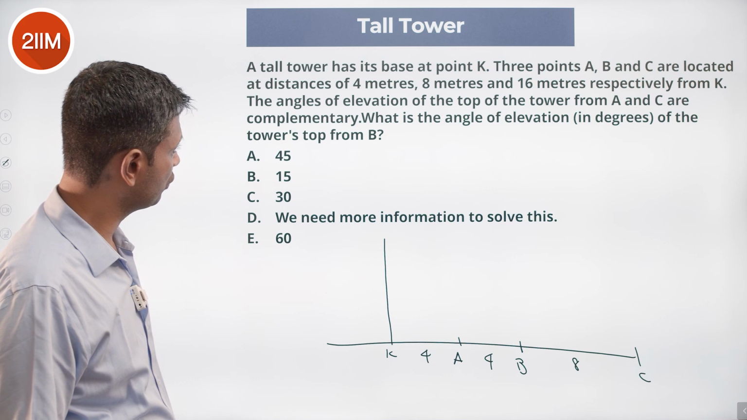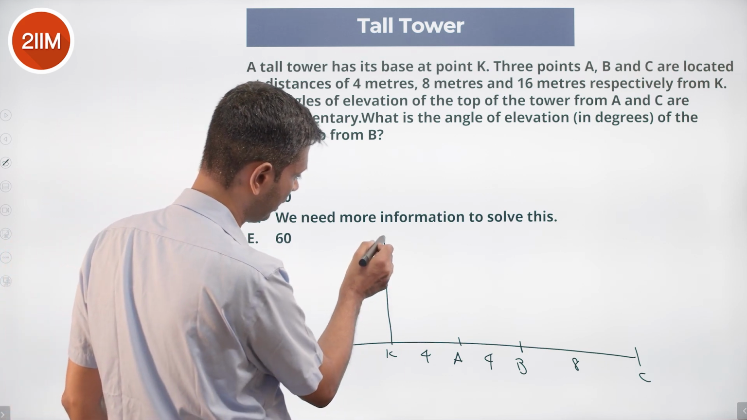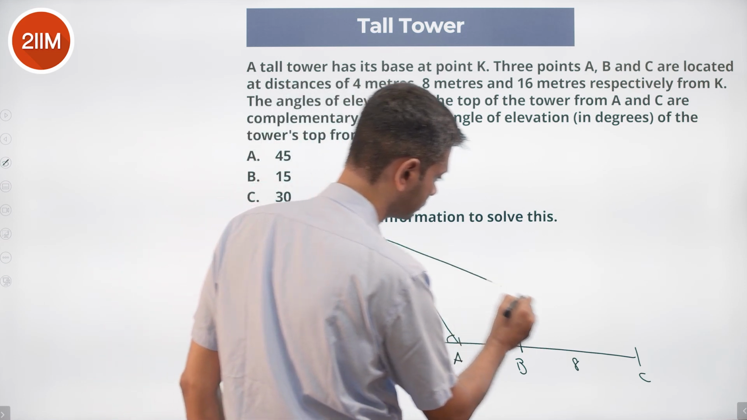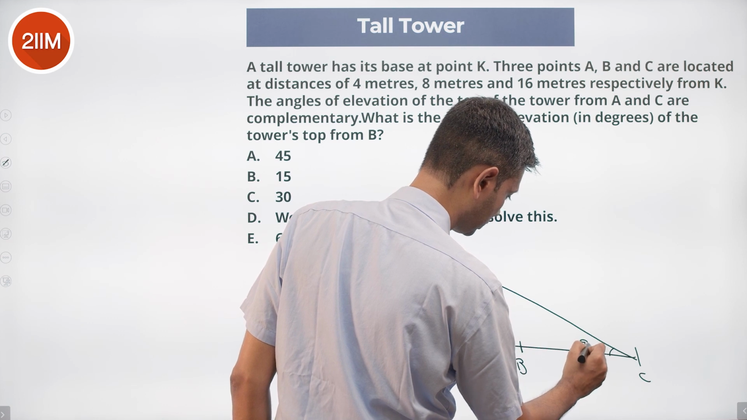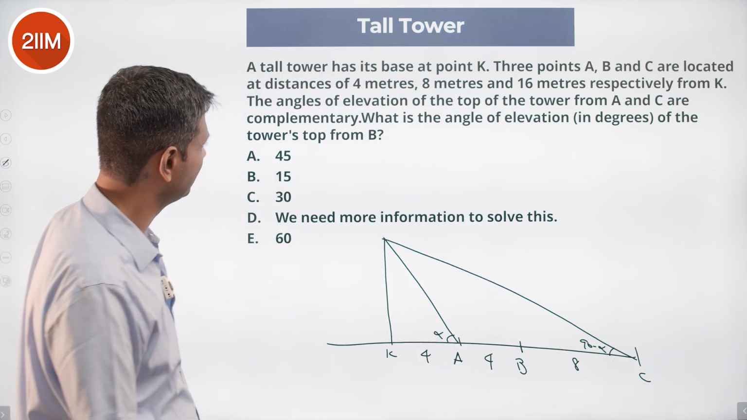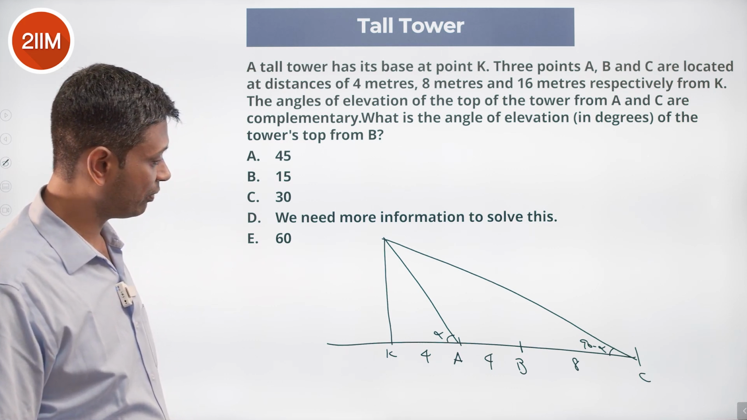The angles of elevation of the top of the tower from A and C are complementary. So from A, this is alpha, and from C, 90 minus alpha. Right? Nice. What is the angle of elevation of the tower's top from B?